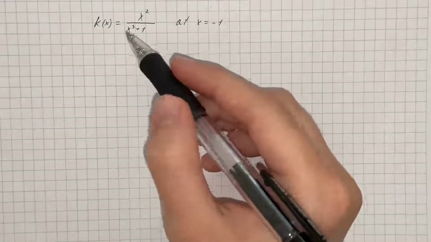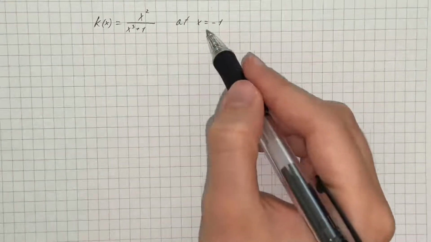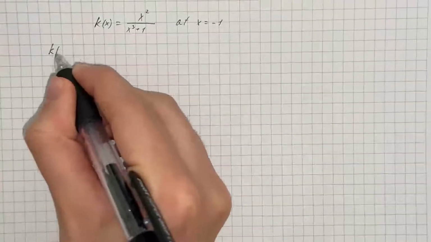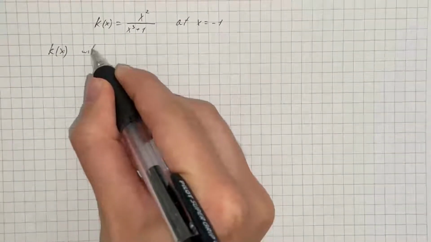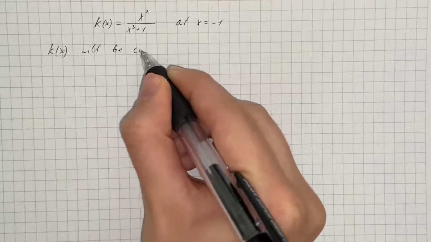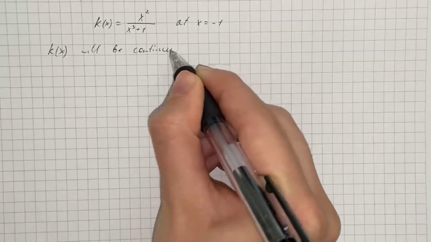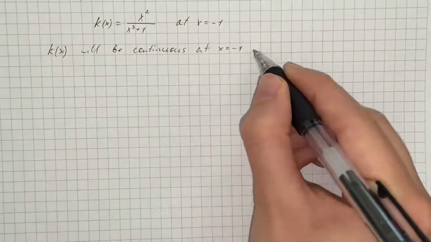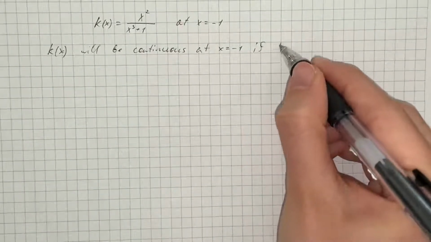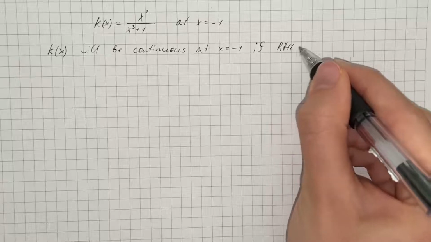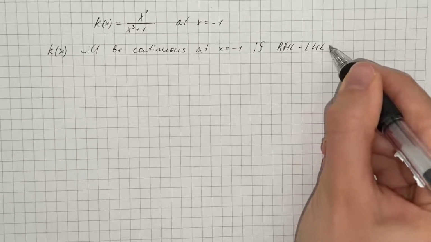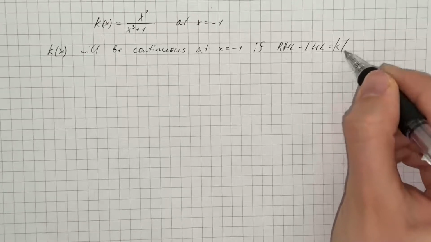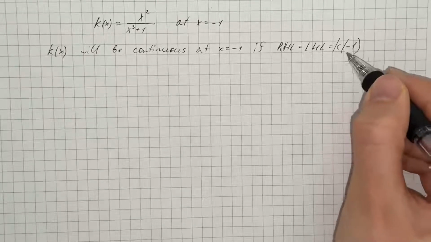We have to find whether the given function is continuous at a given point. So we know that k of x will be continuous at x equals -1 if the right hand limit equals the left hand limit and equals the function k evaluated at -1.